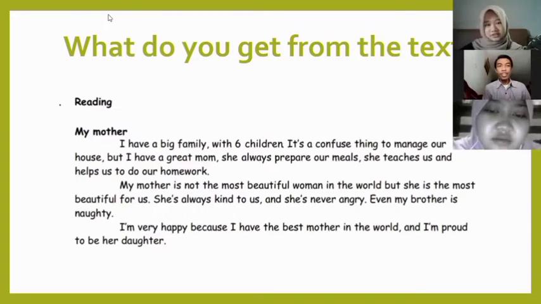The first question, how many children are mentioned in the text? Six children. Okay, great answer. It can be seen from the first sentence: I have a big family with six children. Okay, it's correct. And the next question, is she happy to have a mother like her mother? Yes, she is happy.